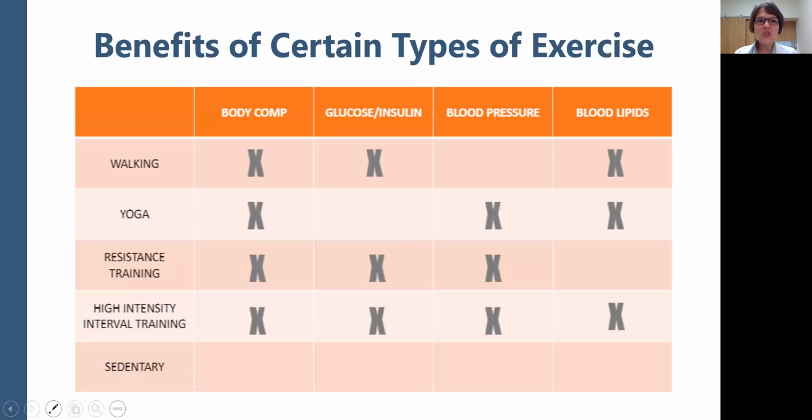Alrighty, and this just shows the benefits of exercise. So you notice that if you're sedentary, there's not a lot of benefit. If you're doing high intensity interval training, you're going to get improvement of your lipids, blood pressure, glucose, insulin, and body composition. Walking hits 3 of those, yoga hits 3 of those, resistance training hits 3 of those. So bottom line, be active.